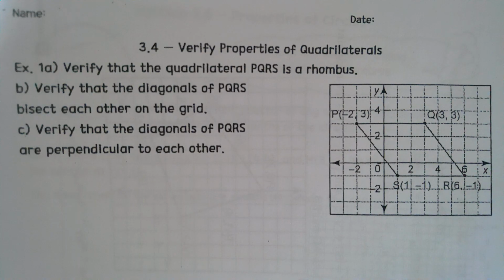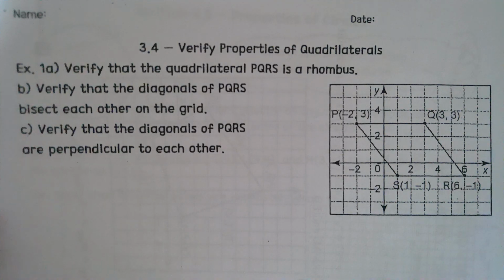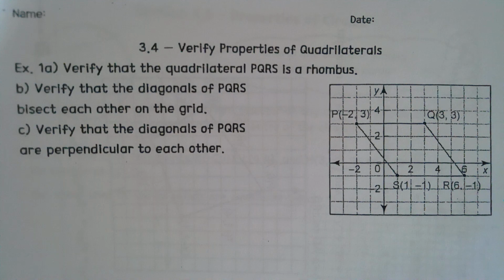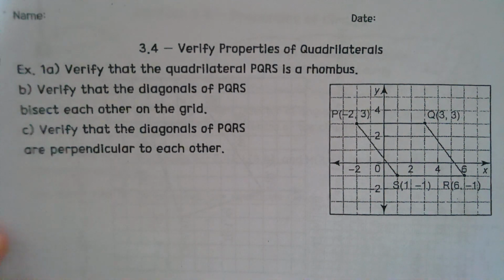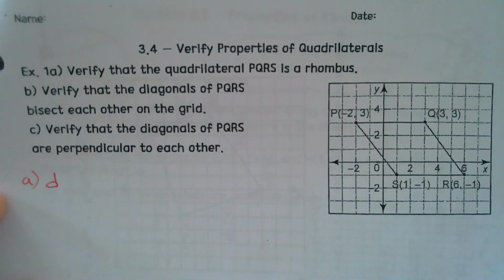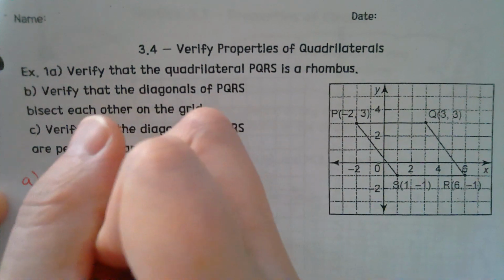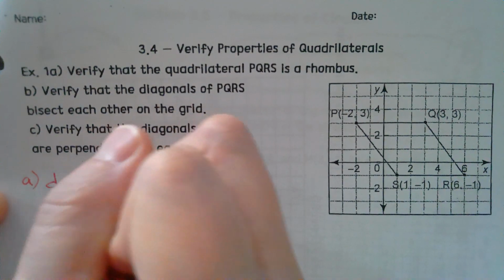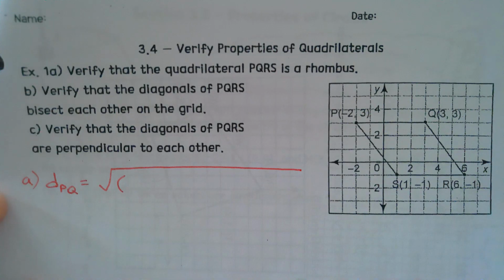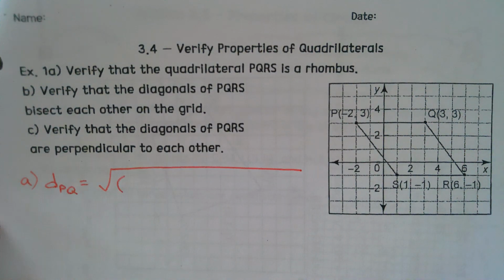Okay, good. So for the first part right here, verify that this is a rhombus. A rhombus means that all four sides are equal in length. So what is that implying I should do? Distance formula. So part A, I'm going to find the distance between P and Q using the distance formula. Leandro, what is the formula again for distance?